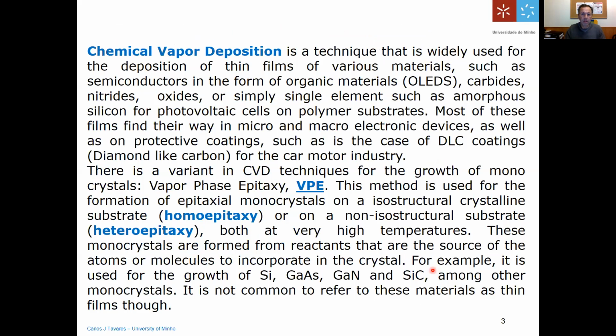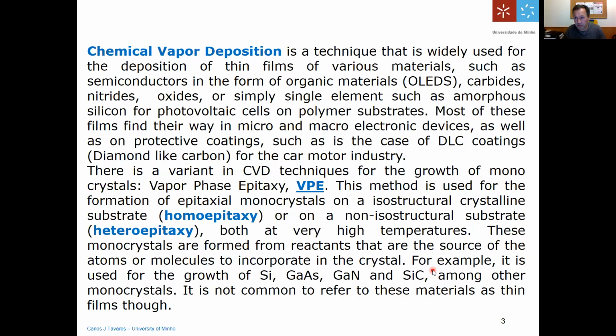There is something similar to CVD, which is homoepitaxy and heteroepitaxy, or vapor phase epitaxy, which is used to produce monocrystals, for example, not particularly thin films, but monocrystals. For example, chemical vapor deposition is a technique that's widely used in the industry for the deposition of thin films of various materials. You can, for example, produce semiconductors for LEDs.